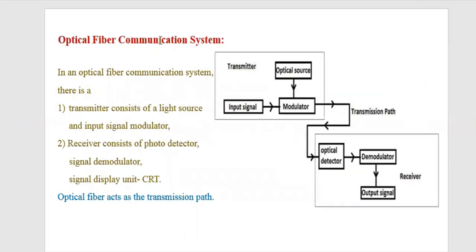That is called the optical fiber communication system. In any communication system, there will be a transmitting station and a receiver station.